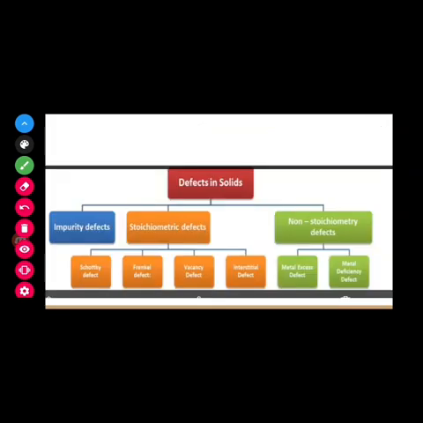We'll just revise it once again. Point defect is classified into impurity defect, stoichiometric defect and non-stoichiometric defect. Just now we discussed what is impurity defect, and we have discussed what is stoichiometric defect. We discussed all the four types of stoichiometric defect: Schottky, Frenkel, vacancy, and interstitial defect.